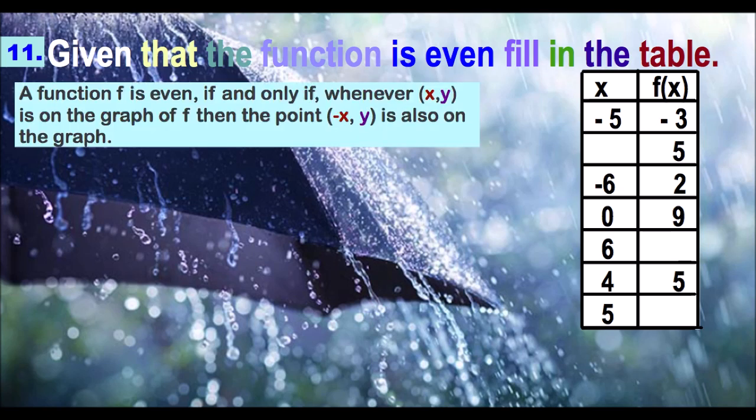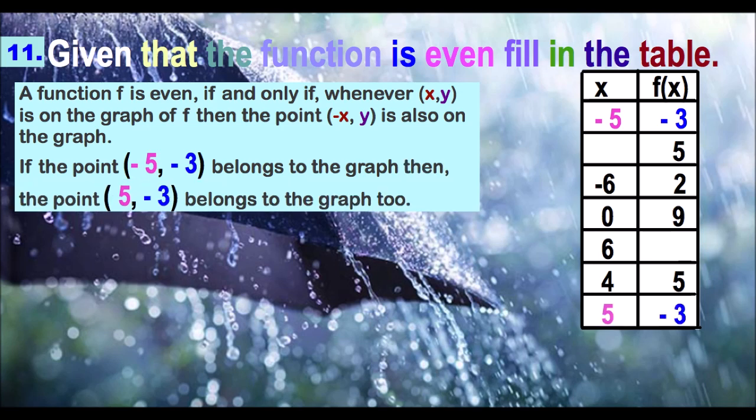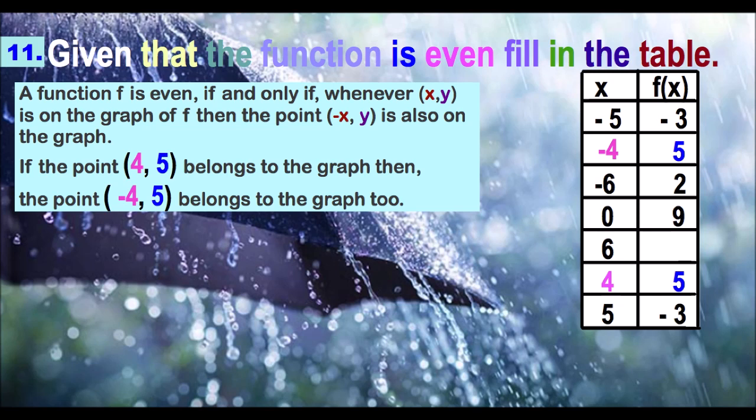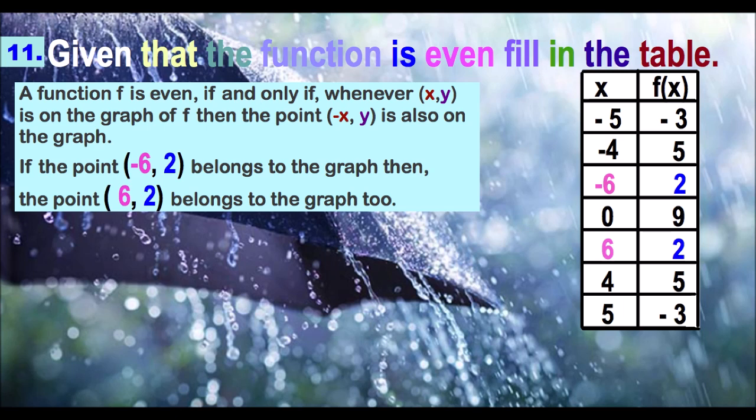A function f is even if and only if, whenever (x, y) is on the graph of f, then the point (-x, y) is also on the graph. If the point (-5, -3) belongs to the graph, then the point (5, -3) belongs to the graph too. If the point (4, 5) belongs to the graph, then the point (-4, 5) belongs to the graph too. If the point (-6, 2) belongs to the graph, then the point (6, 2) belongs to the graph too.